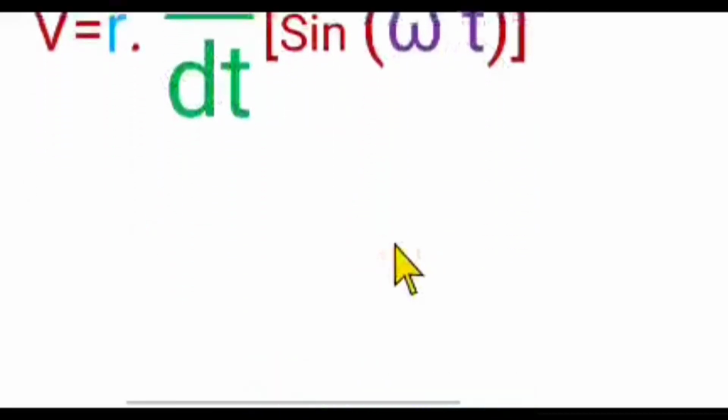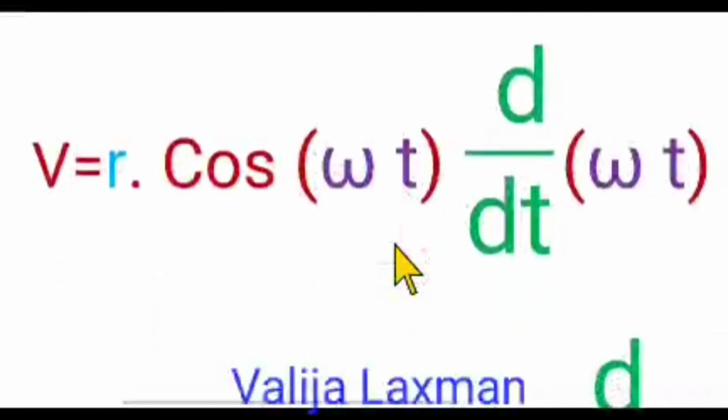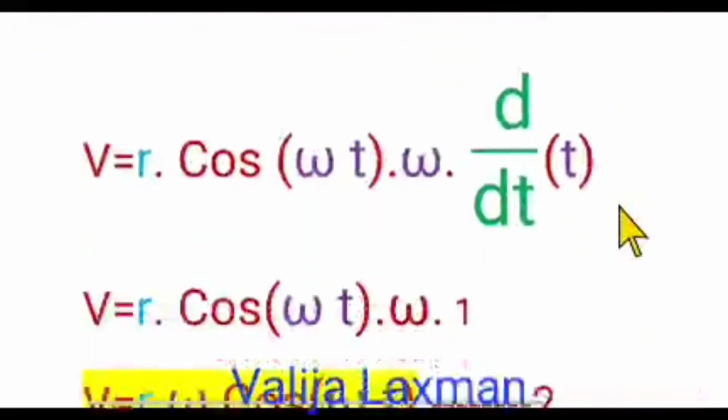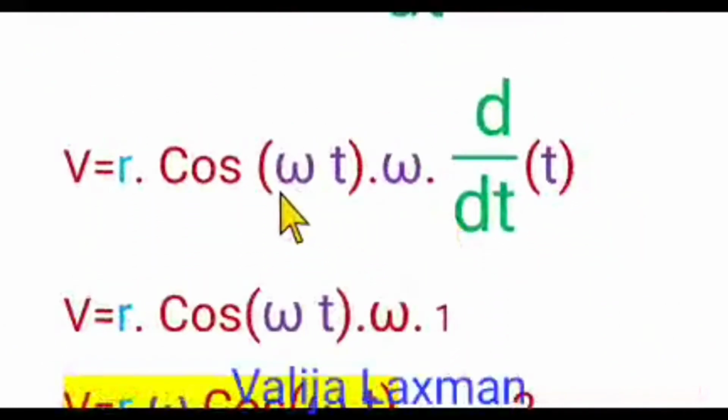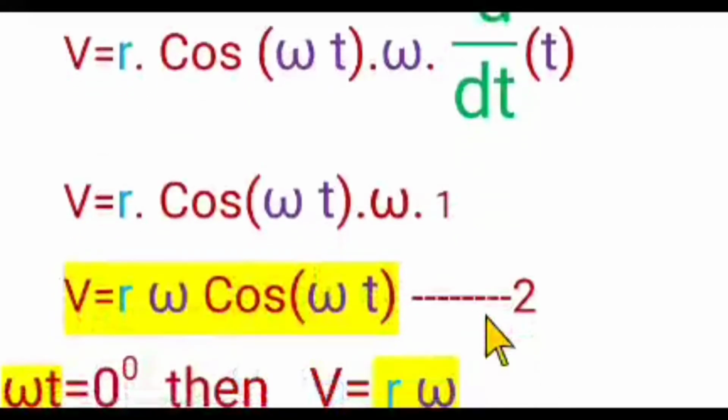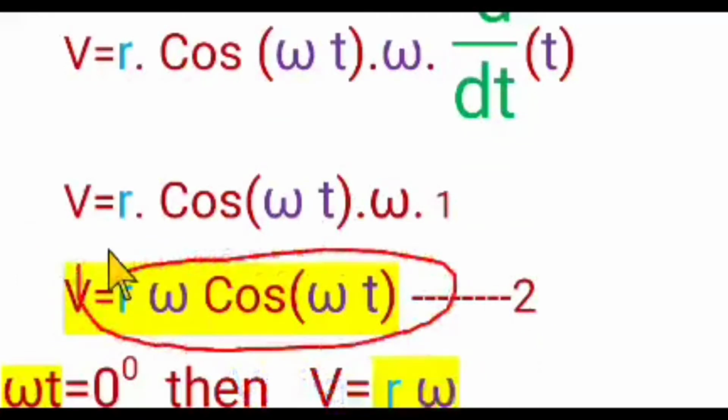So here we are writing it as v is equal to r cos omega t, and this function again we have to differentiate, d by dt of omega t. Omega is a constant, so we are taking it outside, so d by dt of t is equal to 1. So v is equal to r cos omega t into omega into 1. So you can write it as v is equal to r omega cos omega t. This is the equation for velocity of a particle in simple harmonic motion.